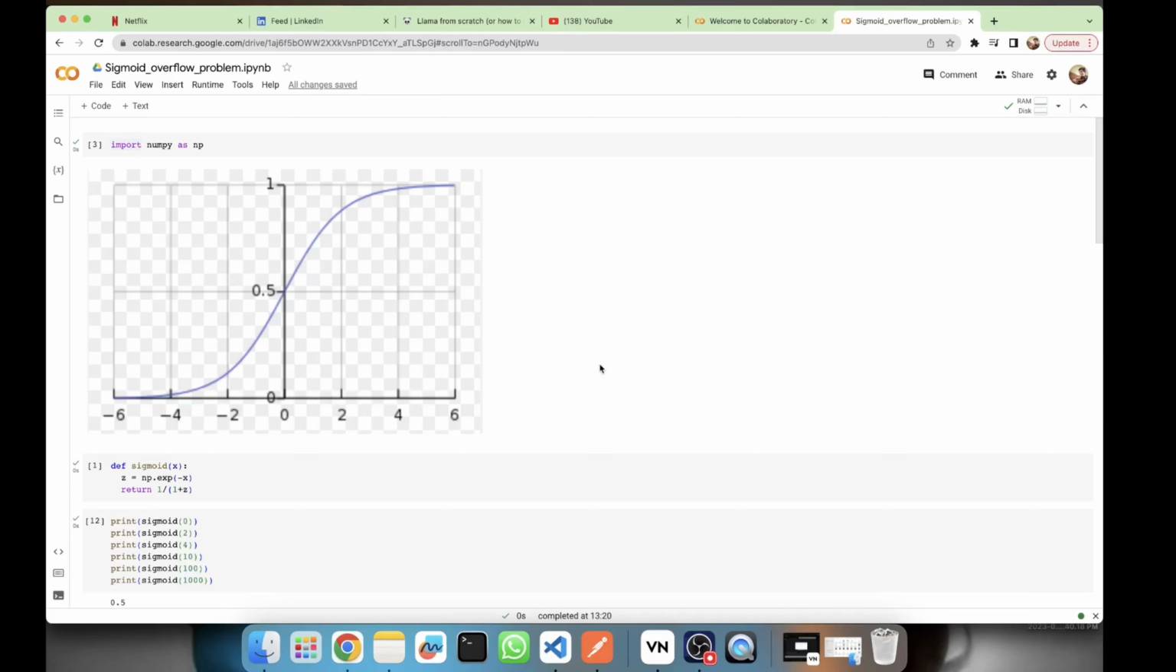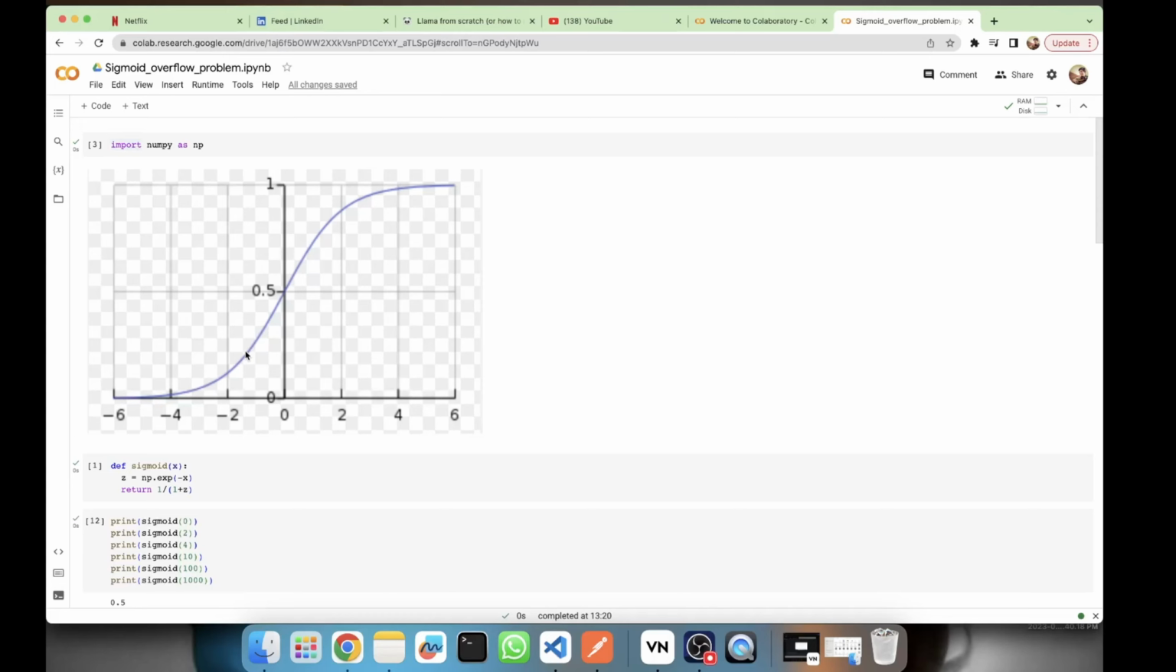Today in this video we'll be seeing about the overflow problem of sigmoid. So what exactly is this problem? First we'll try to understand it and then we'll discuss its solution. Okay, so everyone must have heard about what sigmoid function is. So this is how the sigmoid graph looks. Sigmoid is used in logistic regression, and it is also used in binary classification in neural networks.